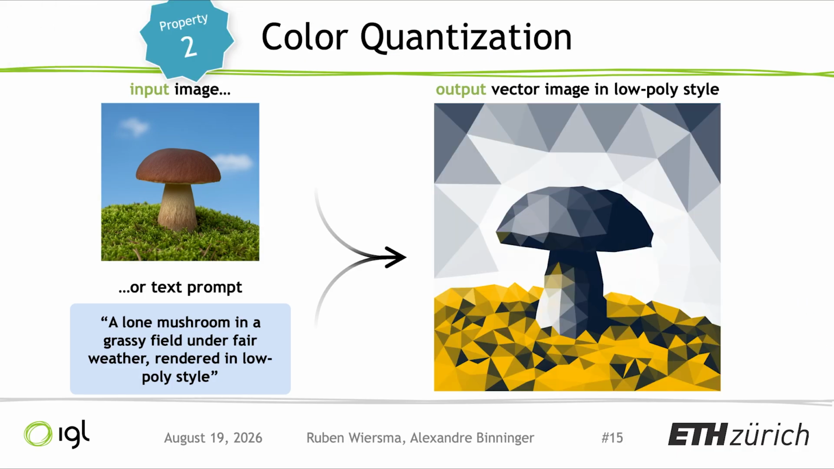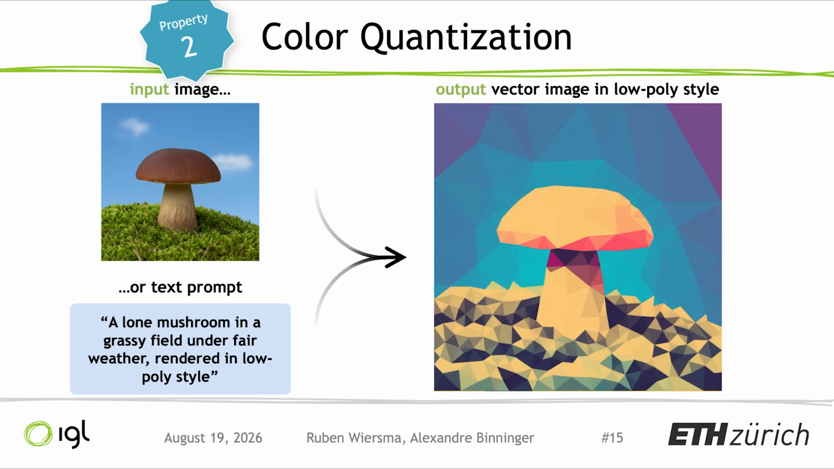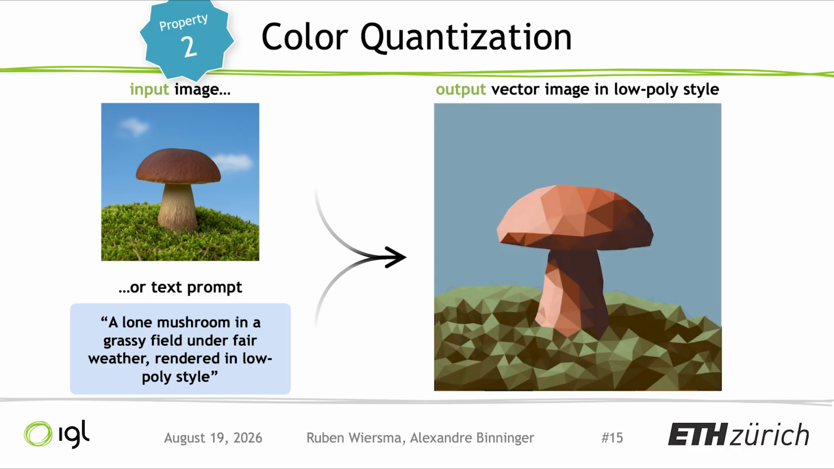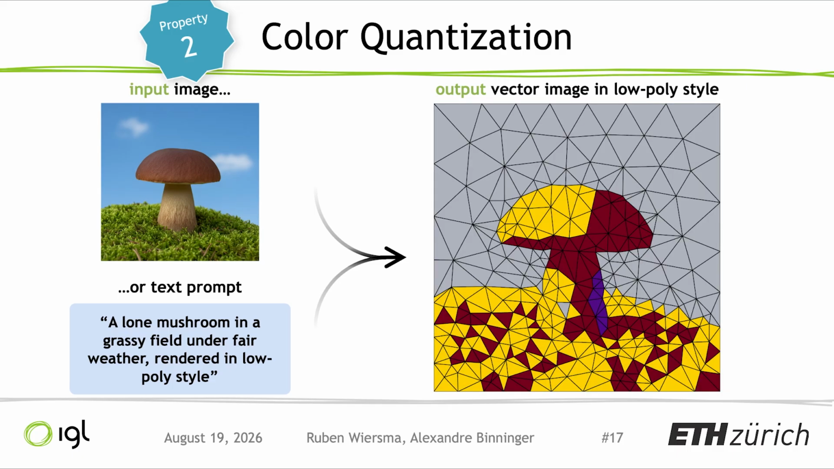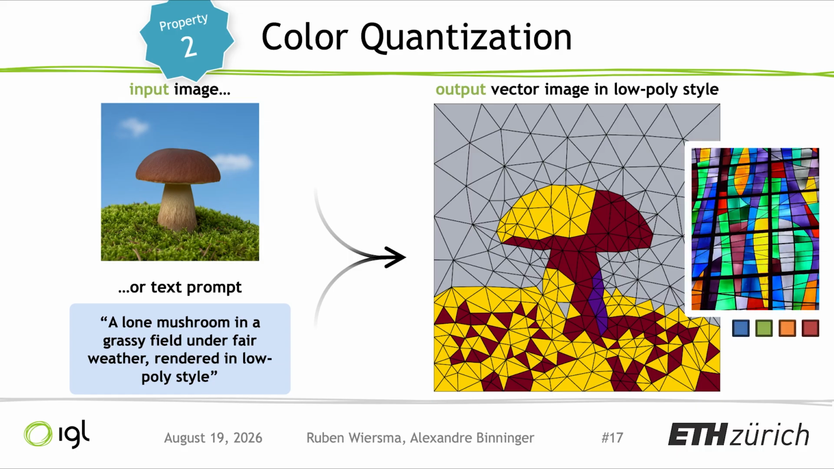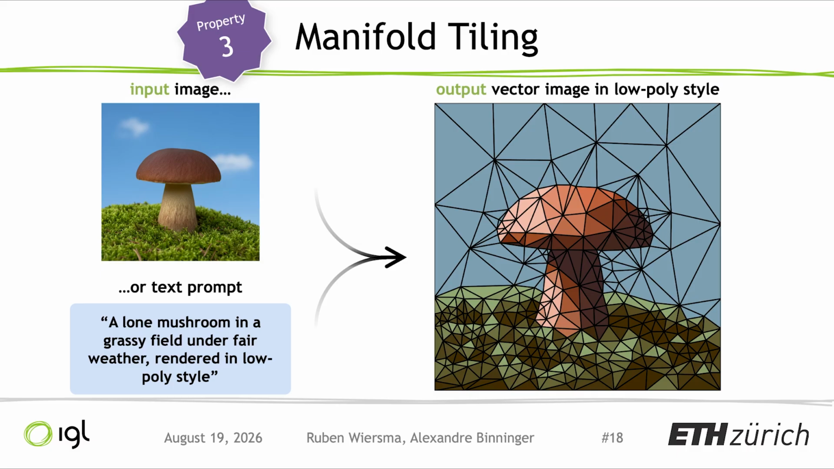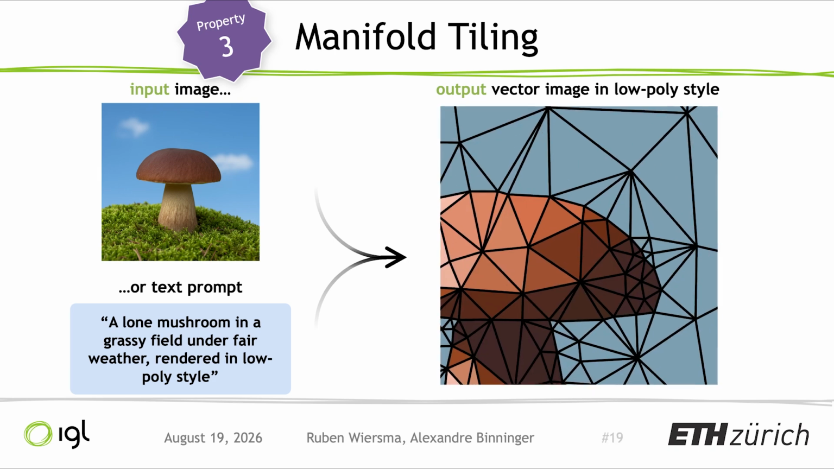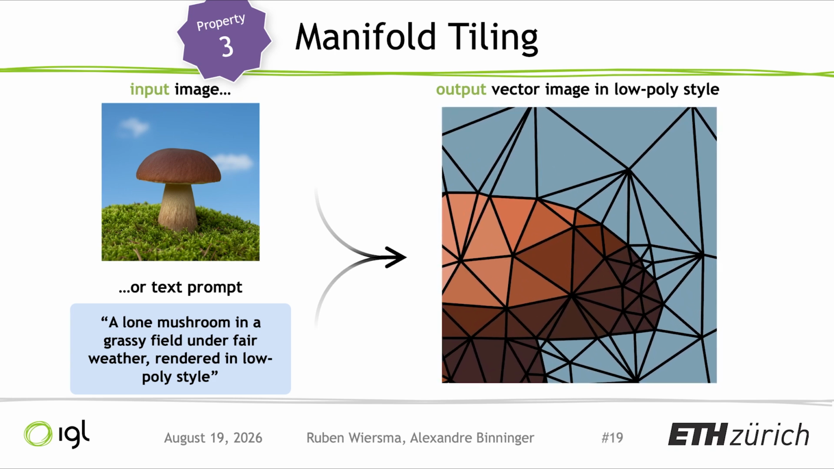The second property is that we want control of the color palette, for example, to have certain styles, and we want to be able to quantize this color palette to a fixed set of colors. This is essential for fabrication, for example, when only a fixed set of glass colors is used. And finally, we want the triangles to form a manifold tiling. That basically means that we don't want any intersections because it both looks bad and, of course, it's hard to fabricate.